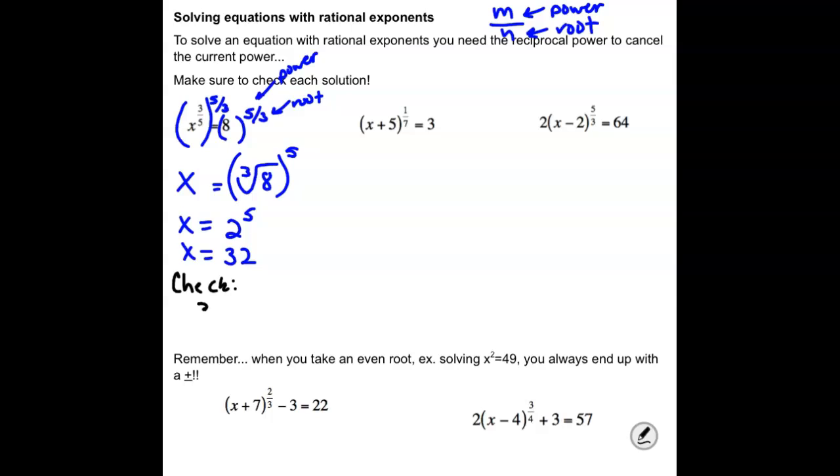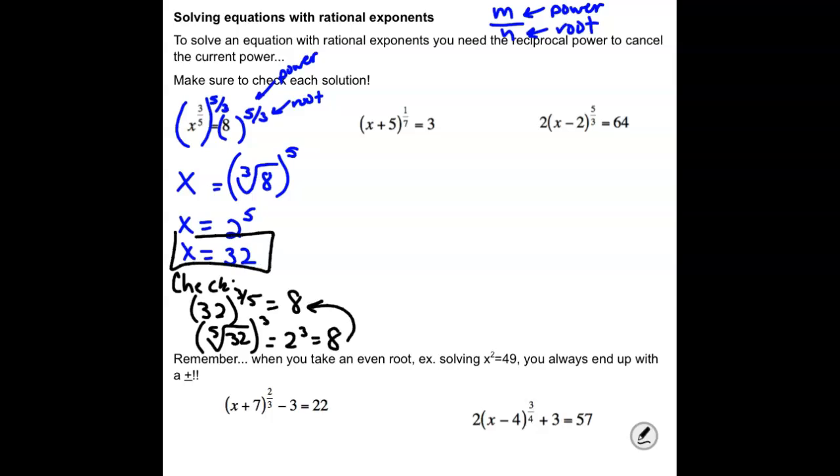So we have 32 to the 3/5 power is supposed to give us an 8. Now with a 3/5 power, we're taking a 5th root of 32 and then cubing it. The 5th root of 32 is 2, and 2 cubed will get us the 8. So it does work.